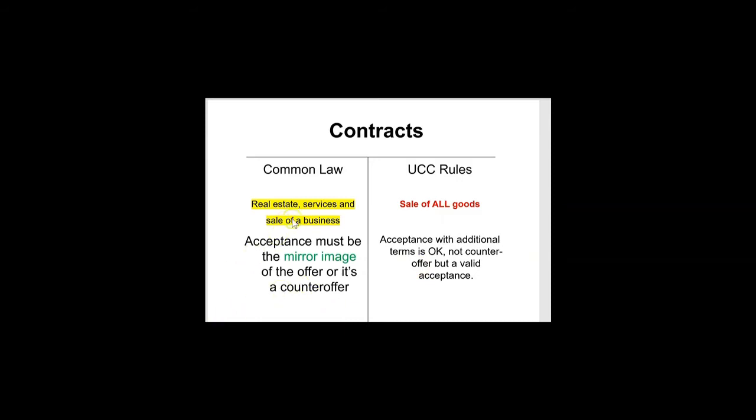For example, if I offered you my bagel store for $50,000 and you try to accept if you pay me sooner, you'll accept and only pay me $40,000, that wouldn't work because under the common law, acceptance must be the mirror image of the offer, or it's a counteroffer. So that's a big difference in the rules, common law versus UCC, is how can you accept an offer? Do you have to use the mirror image language, the same language? Under the common law, you do. Under the UCC, you do not.